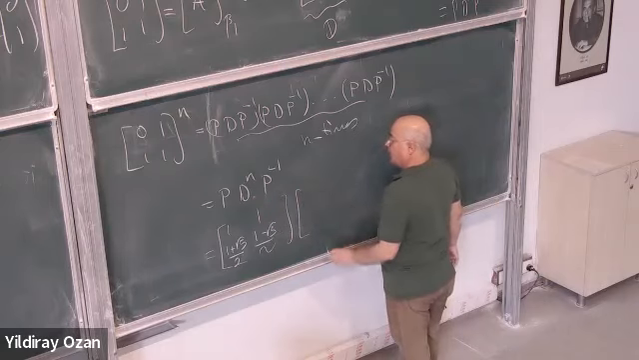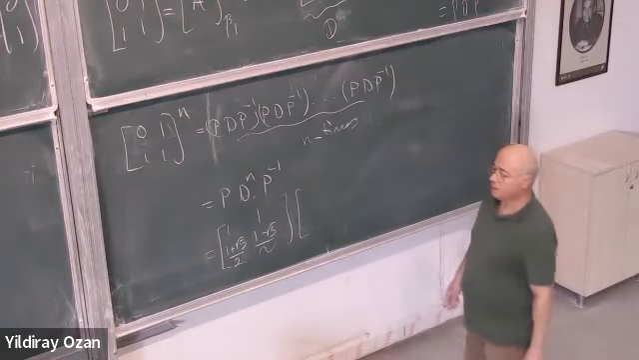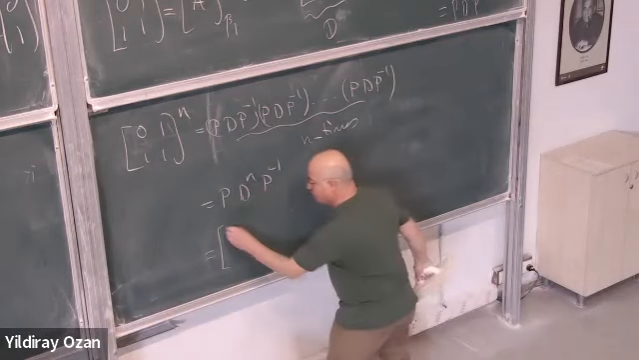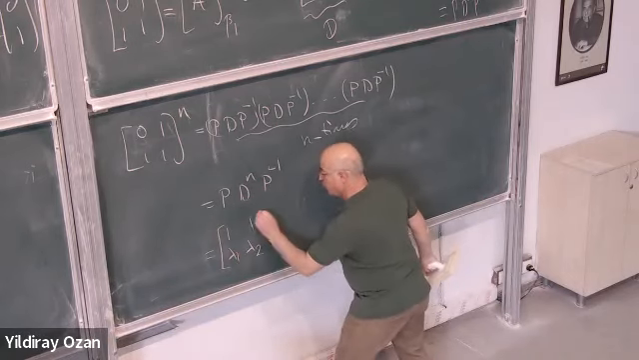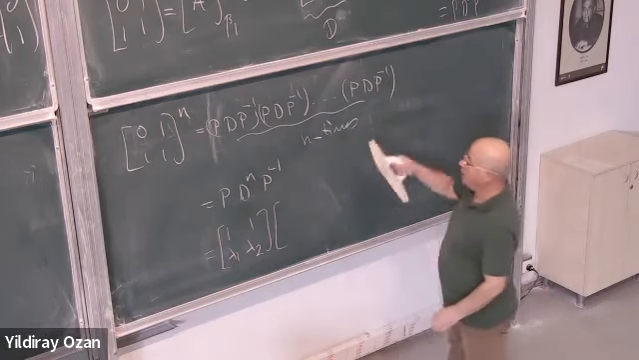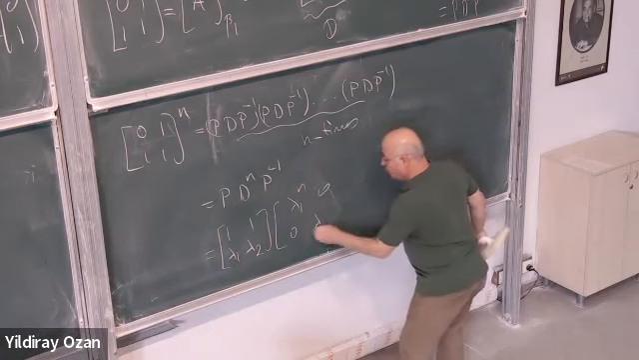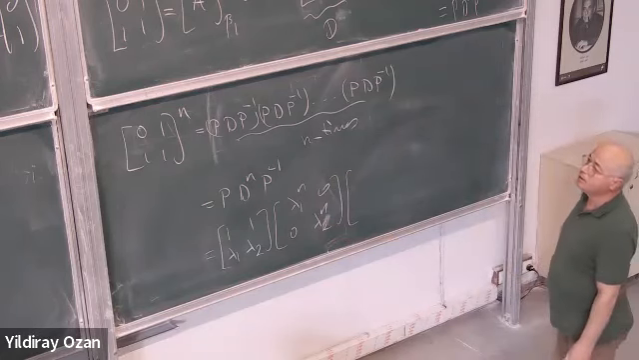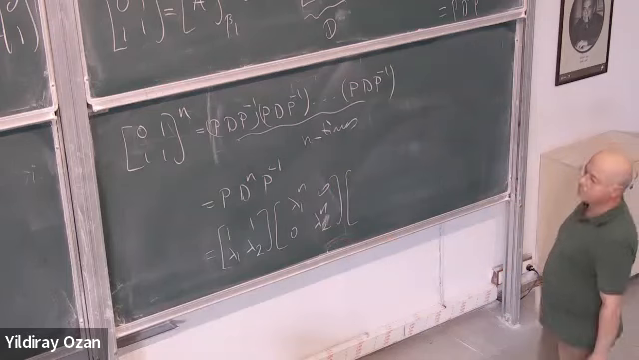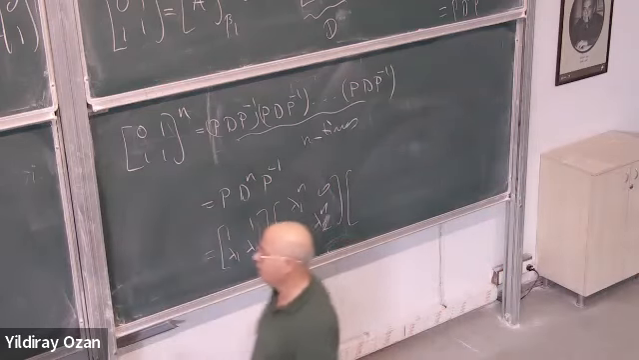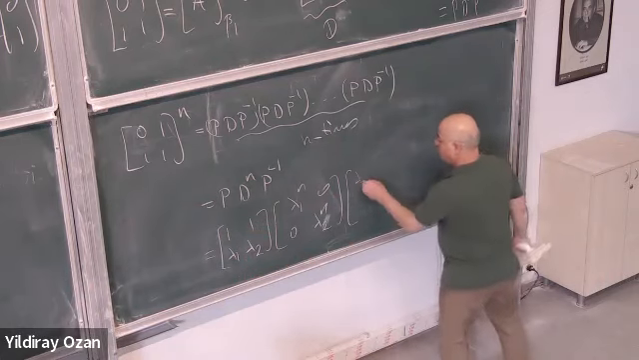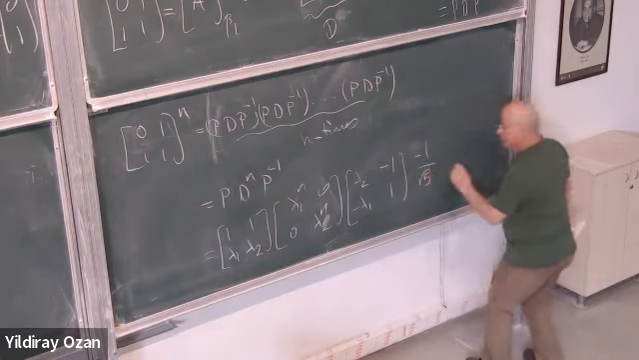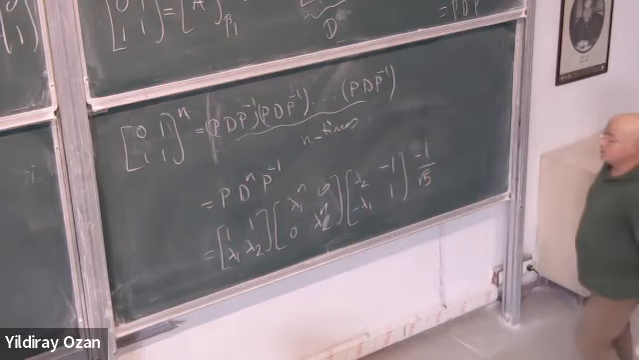Let me just, to make life easier, write this as 1, 1, lambda 1, lambda 2, okay? Here I have just lambda 1 to the power n, 0, 0, lambda 2 to the power n. What is P inverse? P inverse was this, okay. So, lambda 2, minus 1, minus lambda 1, 1, and then here I have just this coefficient.